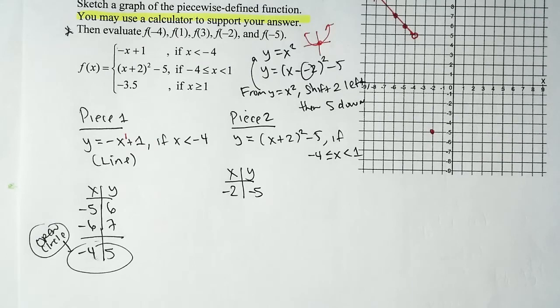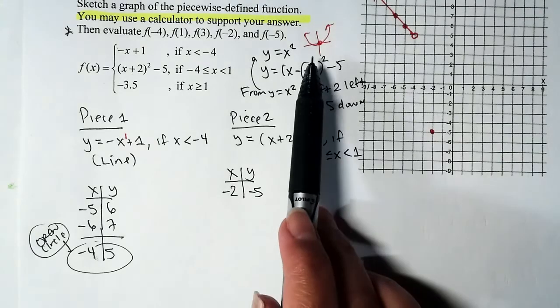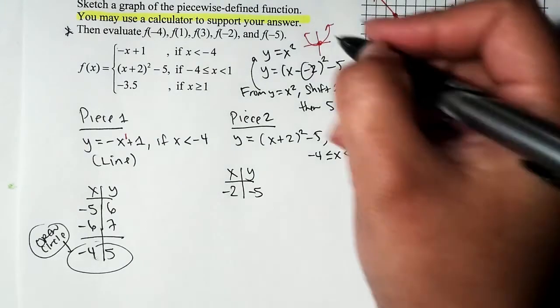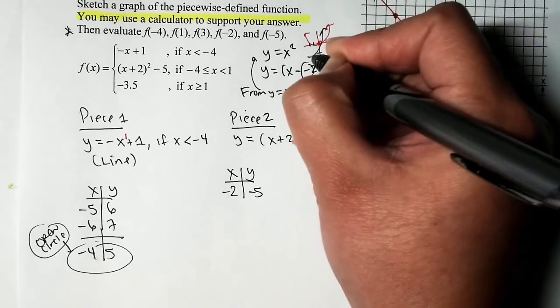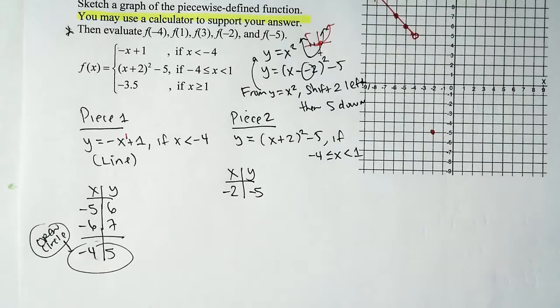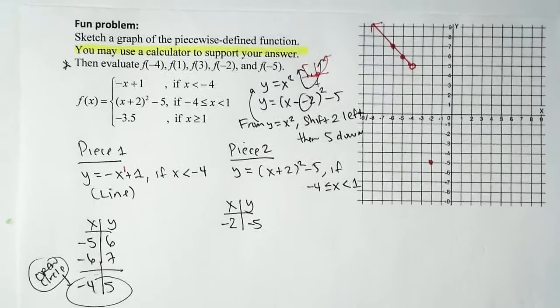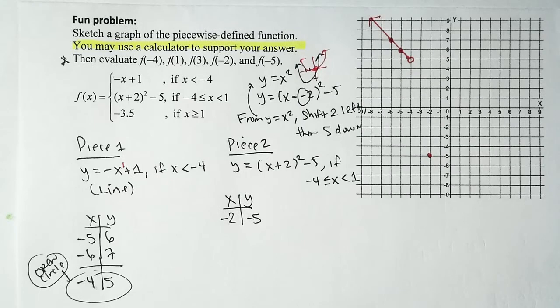Now, what other value should we pick? We have a sense of what it should look like. We go 2 left, 5 down, and it looks something like this, okay? This piece is not a straight line, so I'm pretty sure we're going to have more flexibility, okay? So you have some options.